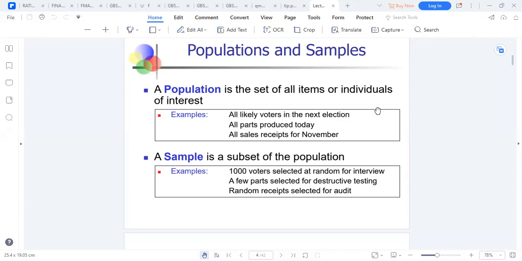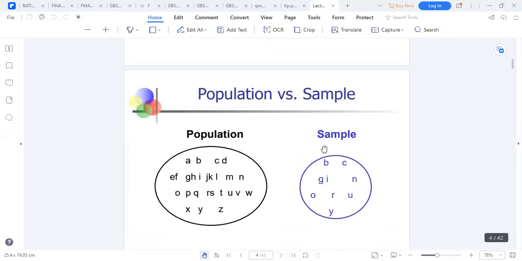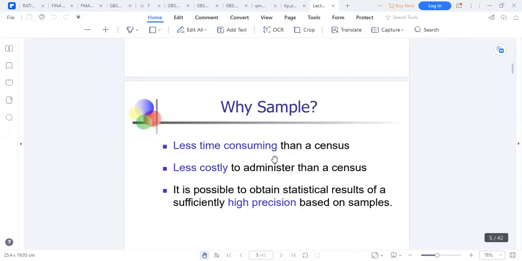So sampling is important for the following reasons. Number one, we sample because of time. We sample because of the cost implication. We sample because of the statistical levels of precision, confidence levels. They say the smaller the sample size, the higher the accuracy level.